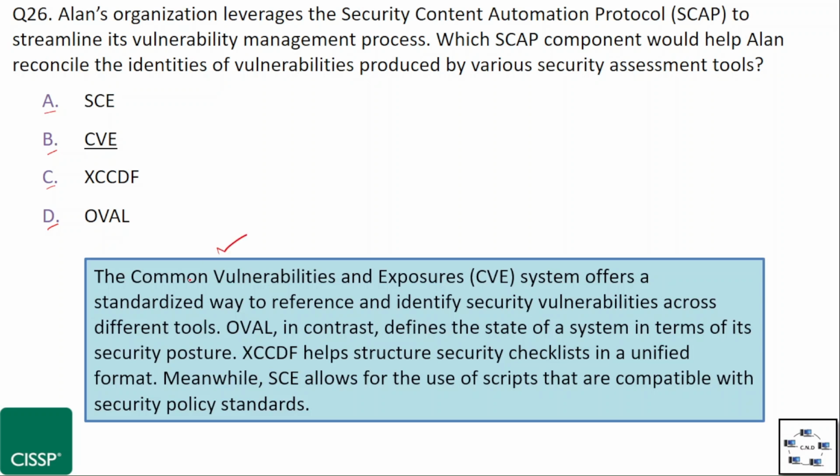The explanation is that the Common Vulnerabilities and Exposures system offers a standardized way to reference and identify security vulnerabilities across different tools. OVAL, in contrast, defines the state of a system in terms of its security posture. XCCDF helps structure security checklists in a unified format. Meanwhile, SCE allows for the use of scripts that are compatible with security policy standards.